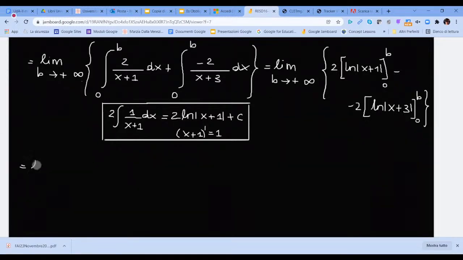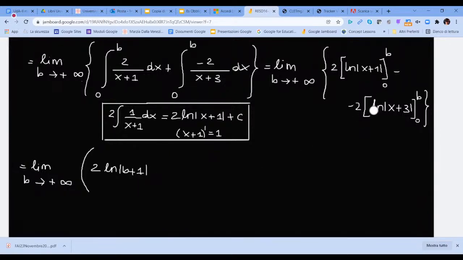So, limit for b approaching plus infinity. Now I can write this parenthesis because I don't need any computation. So we have a logarithm of b plus 1 minus a logarithm of 0 plus 1. And as you know, 0 plus 1 is 1, and logarithm of 1 is 0. So what remains is logarithm of b plus 1.